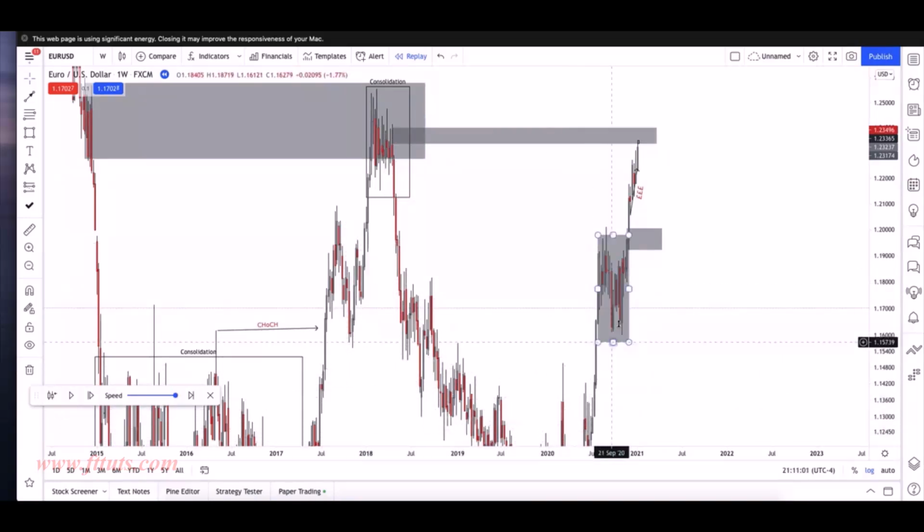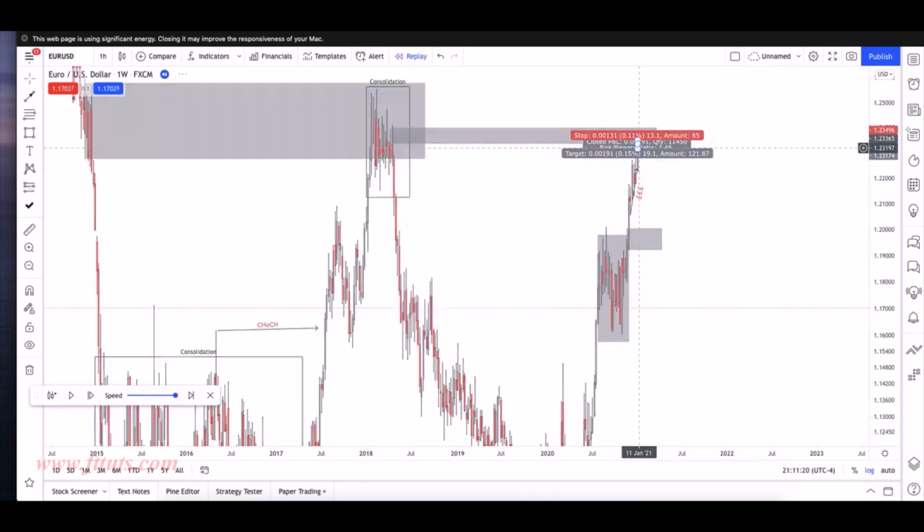Now, what's the objective of the retracement? The objective of the retracement is to fill in any imbalances, right? And we have that imbalance right here that's about to be filled in. Now, the reversal is about to happen. And what's the objective of the reversal? The objective of the reversal is to seek liquidity to take it out, right?